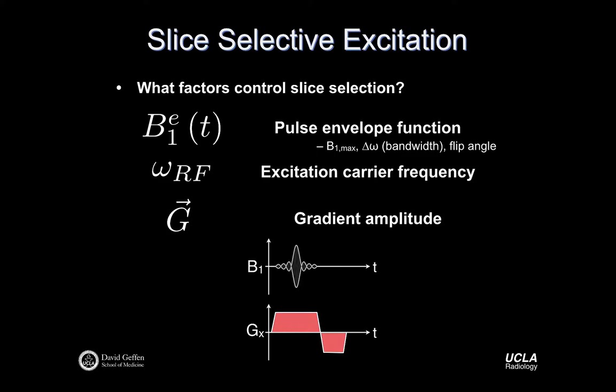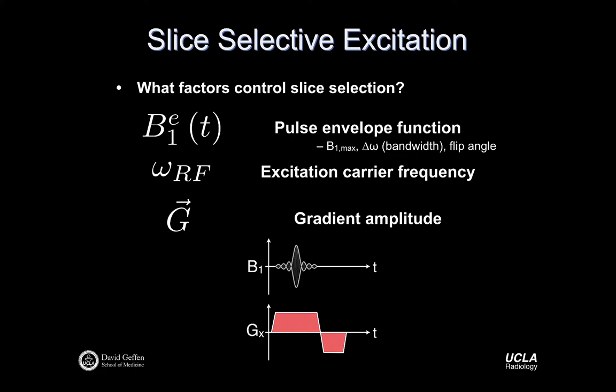Does anyone remember what the slice select refocusing gradient was for? Want to take a whack at describing that? Increase the SNR. Yeah, why? You're exactly right, because it refocuses the magnetization to a single direction. Yep, you used a good keyword there.